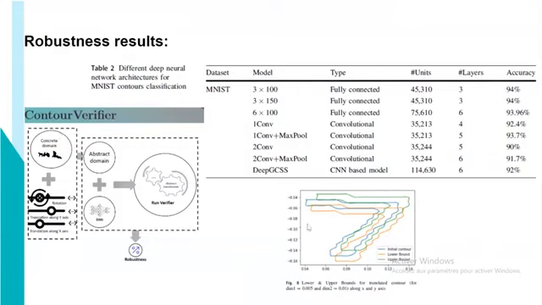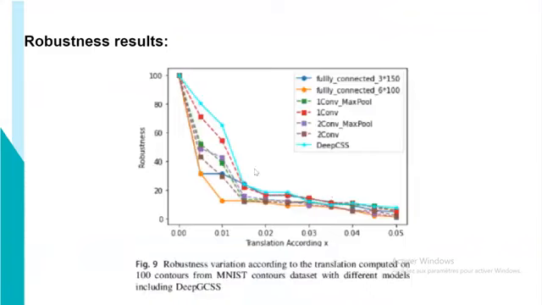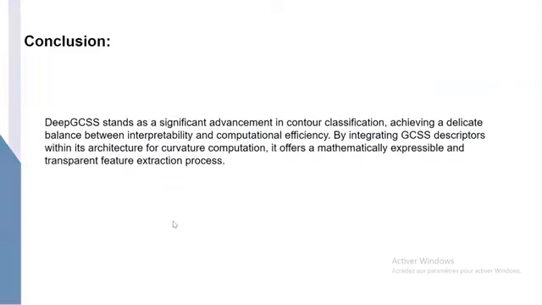And so here we tested a set of models, from fully connected to convolutional models, and we found that the DeepGCSS model here in blue, cyan, sorry, has a good accuracy of 80% for translation attack in the interval of 0 and 0.5.